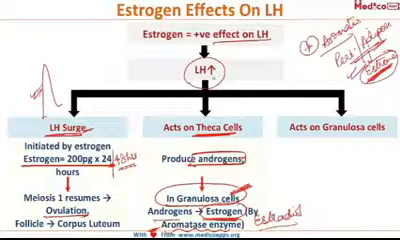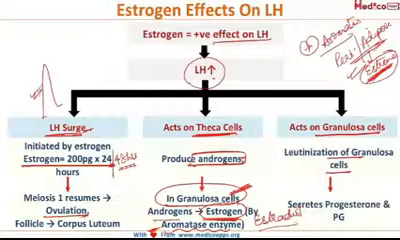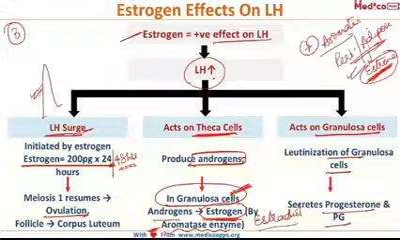Now coming back to the action of LH, apart from theca cells, they also act on the granulosa cells. Here they will cause luteinization of the granulosa cells, thereby leading to the release of progesterone and prostaglandins. So you see here that all the three steroid hormones have been formed. The estrogen was formed, the androgens are formed, and the progesterone is formed.